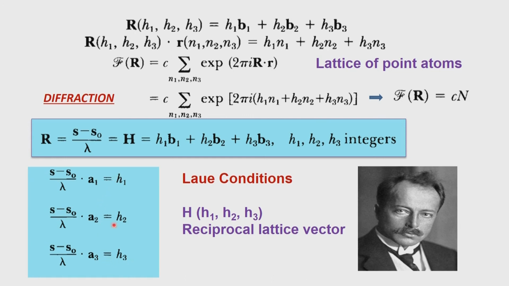You can replace H1, H2, H3 by HKL, which is normally used in many textbooks which you read, and these are the so-called Miller indices. A1, A2, A3 you can replace by A, B, C. Therefore, this is the expression which Laue derived. The capital H, with H1, H2, H3, represents what we call a reciprocal lattice vector. The dimension of the reciprocal lattice vector is proportional to 2 sin theta by lambda, and therefore, the diffraction will occur only when these Laue conditions are satisfied.